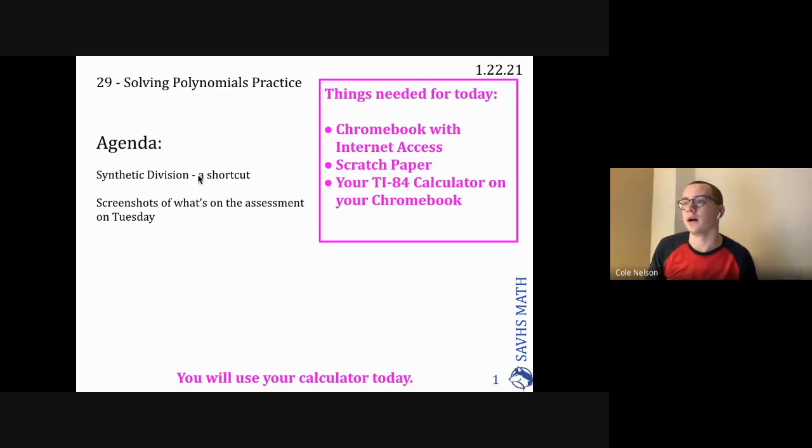We're going to work on synthetic division, which is an additional way of doing polynomial division that is different from the box method. It will give you the same results as the box method, but if you're kind of a hater of the box method, this is another option.